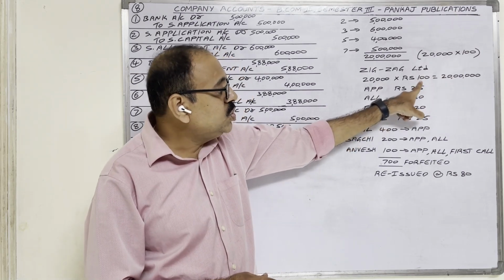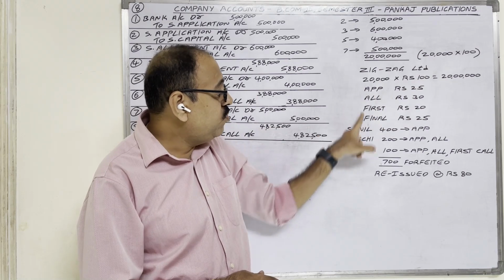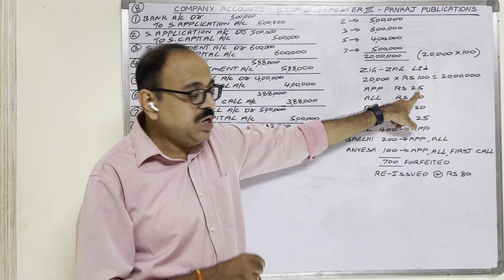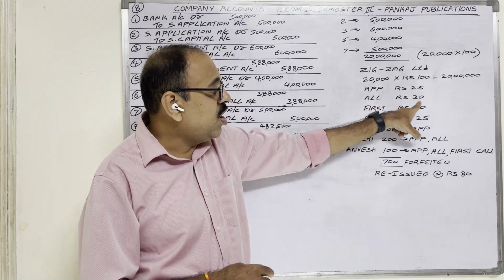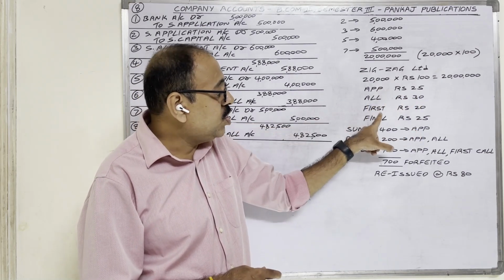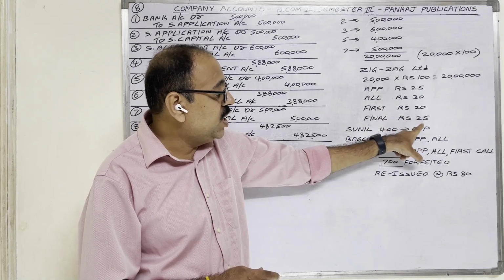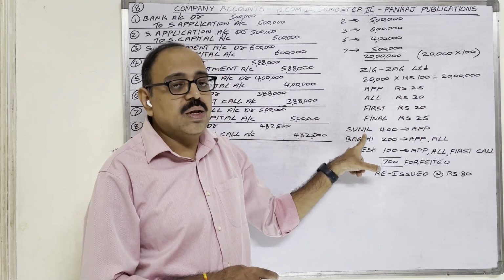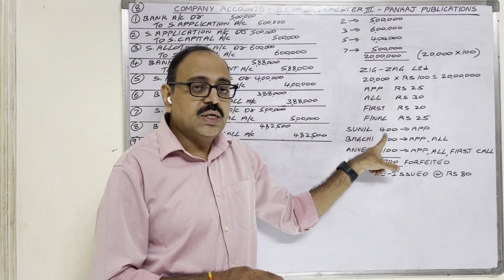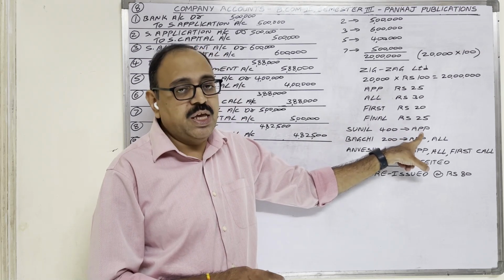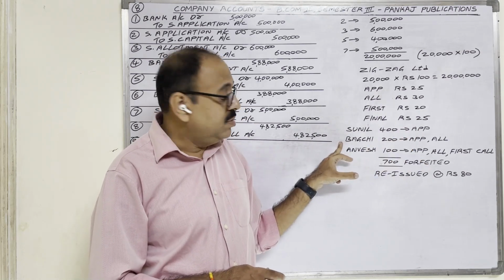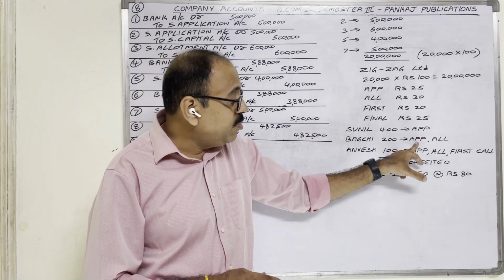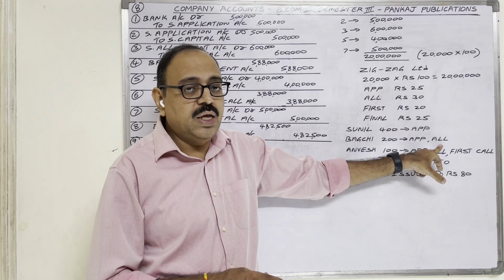And the company wants to call this 100 rupees in 4 installments: application money on one share 25 rupees, allotment money on one share 30 rupees, first call money 20 rupees, final call money 25 rupees, total 100 rupees. One applicant known as Sunil is holding 400 shares. He paid only application money. Second applicant, Bakshi, is holding 200 shares. He paid application money and allotment money only.